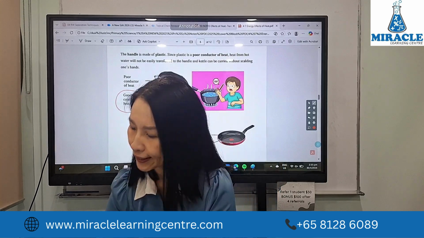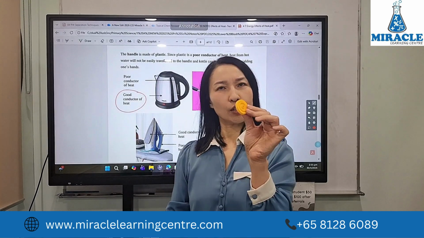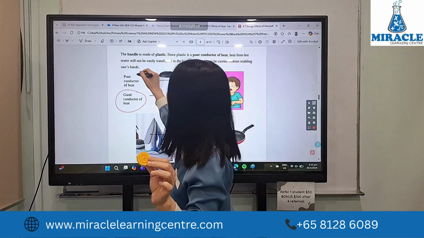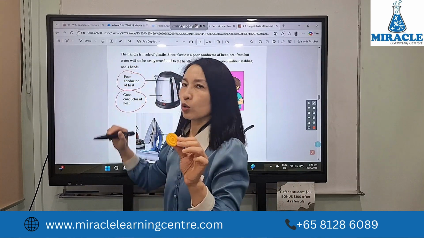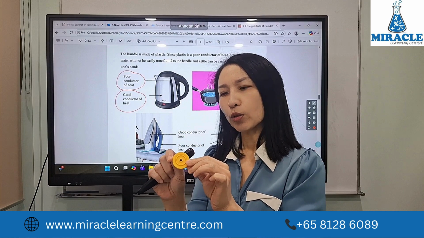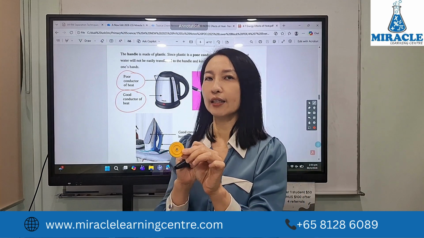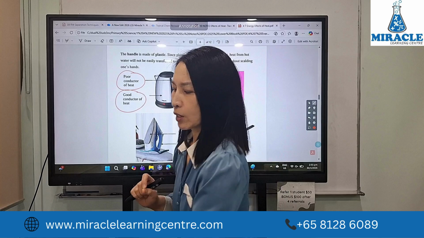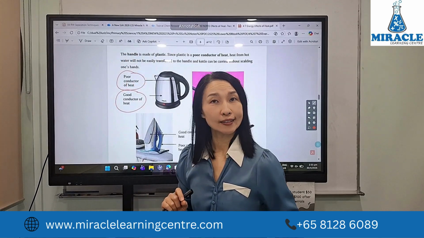How about if I heat this piece of plastic? It is a poor conductor of heat. So when I heat one end, it will take a very long time to travel to the other end of the plastic. So what is the purpose of learning this?